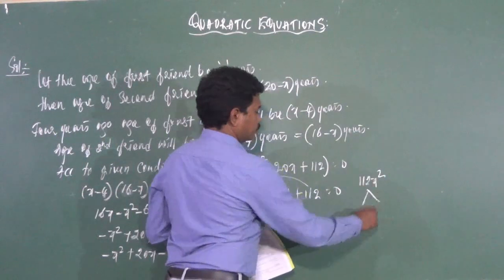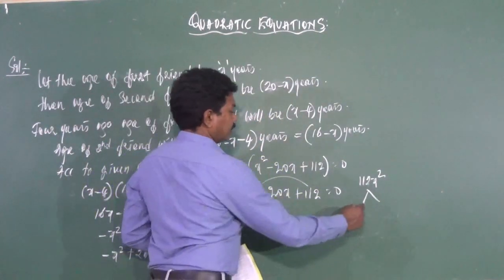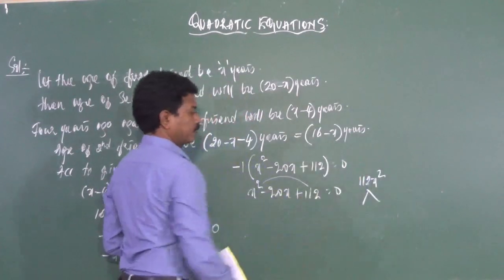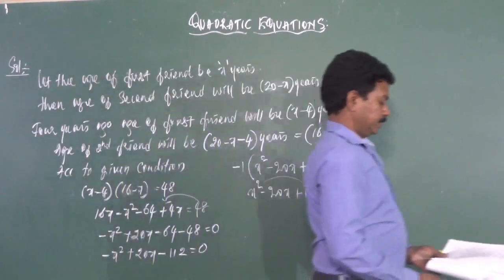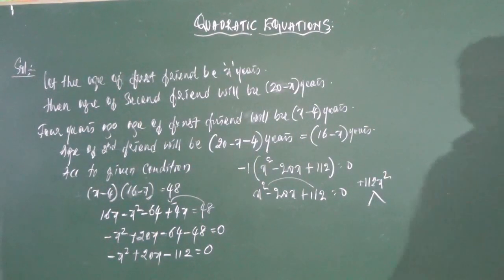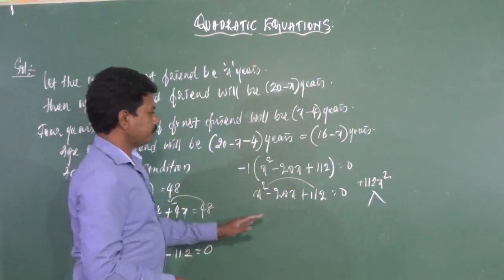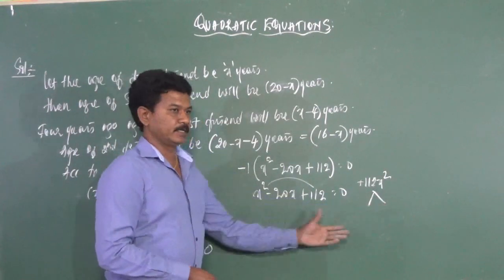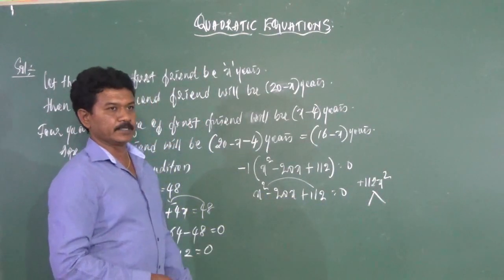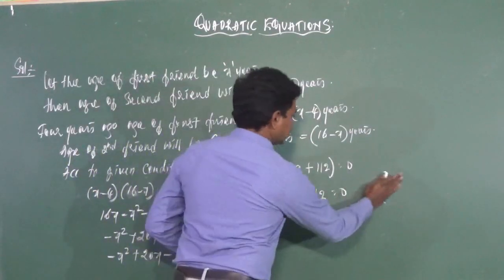You have to split this into two numbers in such a way that the sum should be equal to minus 20x and the product should be equal to 112 x square. So you have to search for two numbers. We can go with the factorization method, or else there is another method, so I will show it.